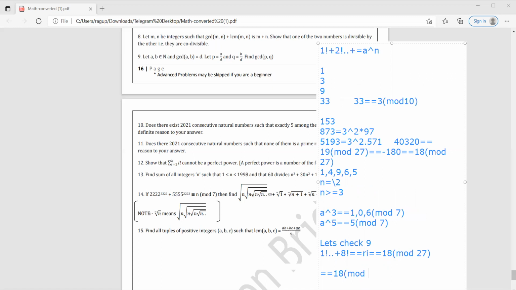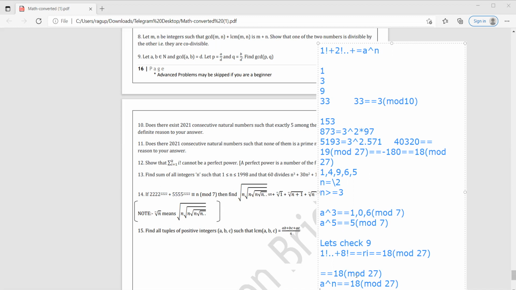And now this is a clear contradiction. Why? Because a raised to n would be congruent to 18 mod 27 for k greater than or equal to 9. And notice that this is 27k plus 18. So this means that 3 divides a raised to n. Now if a is congruent to 1 mod 3, then a raised to n would be congruent to 1 mod 3. And if a is congruent to minus 1 mod 3, then it would be either 1 or minus 1 mod 3. So this means that a has to be divisible by 3.